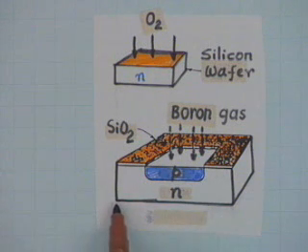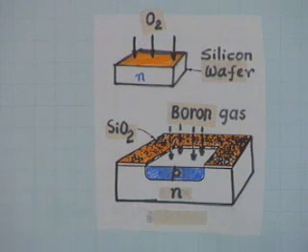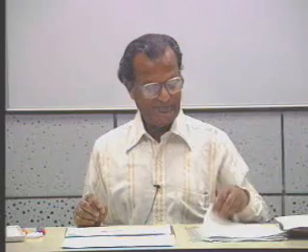And then you have to make a metal contact on the n-type material also, alright. Therefore a diode is created, a diode which has a p-type material on one side and an n-type material on the other side.